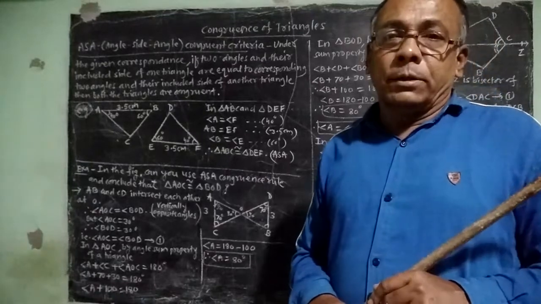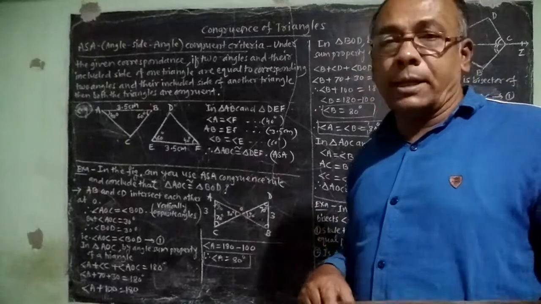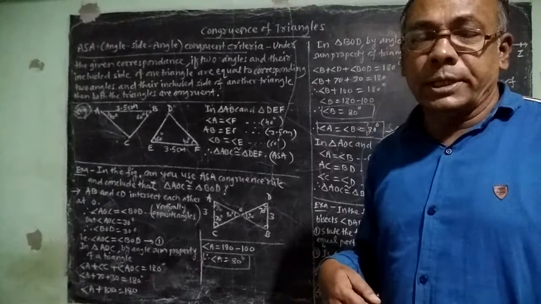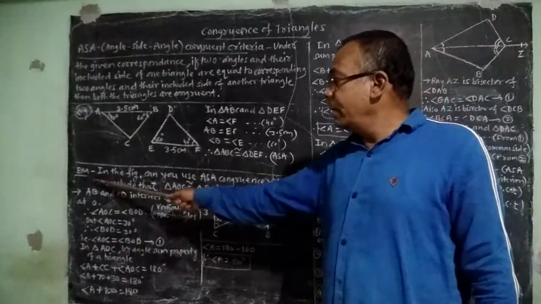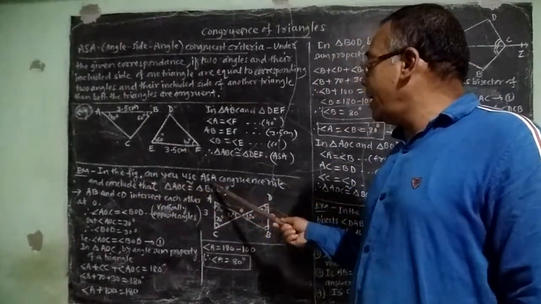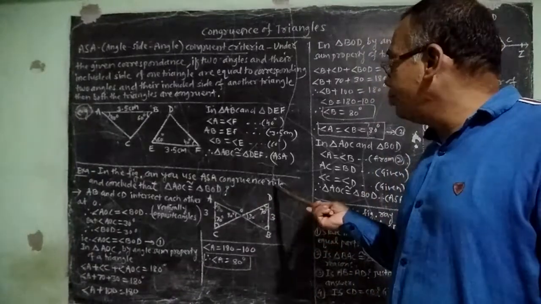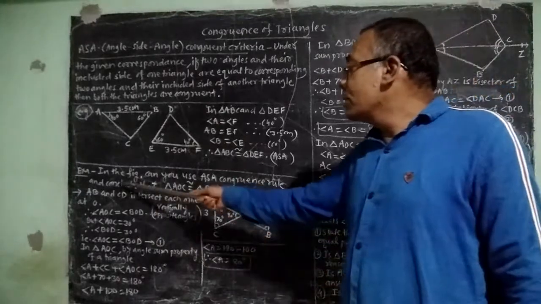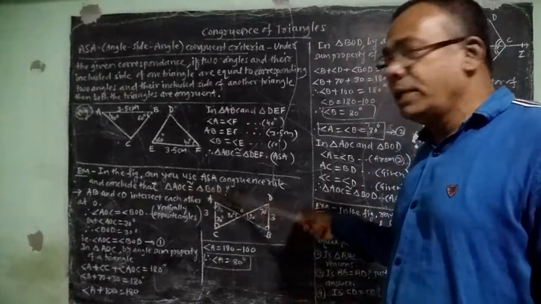So we have seen the criteria ASA, and now we have to solve one example which is related to this criteria. Example: in the figure, can you use the ASA congruence rule and conclude that triangle AOC is congruent to triangle BOD?